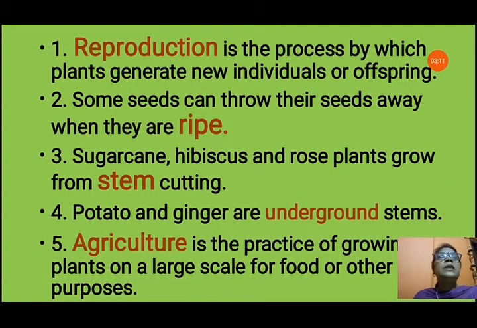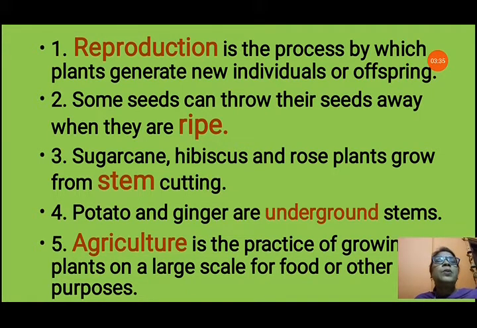Question number 2, some seeds can throw their seeds away when they are dash, that means ripe. This is the method of explosion by bursting. When the seeds inside the pods become ripe, the pods burst open and the seeds are thrown away from the mother plant.